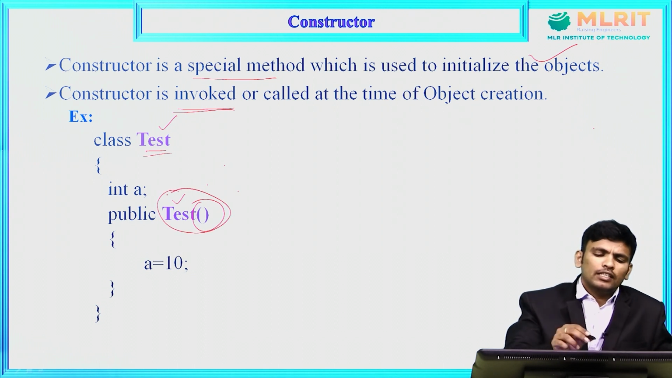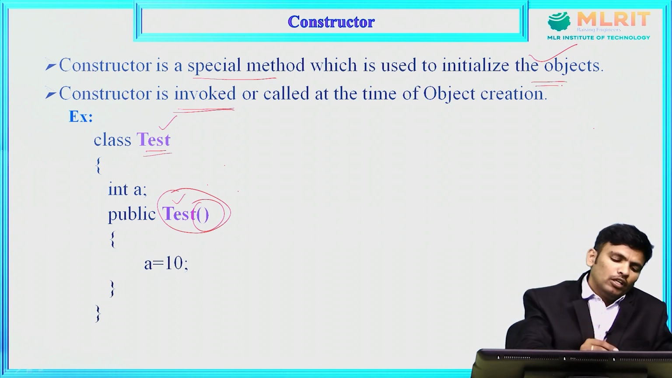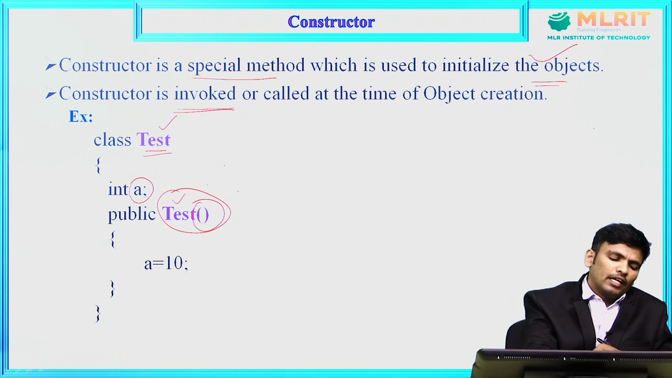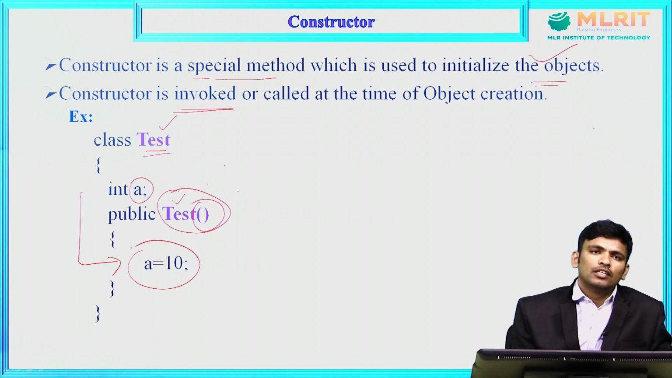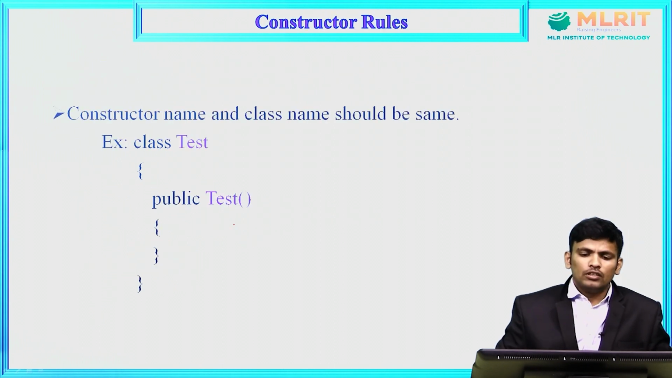As I mentioned, the constructor is used to initialize the object. Object data means what? Instance data, instance variable. So, here A is an instance variable, and now I want to initialize A. The best recommended area of initialization of an instance variable is inside the constructor. So, here A is an instance variable, and I initialize that variable here. The main intention of using a constructor is to initialize the object, so here I initialized it.